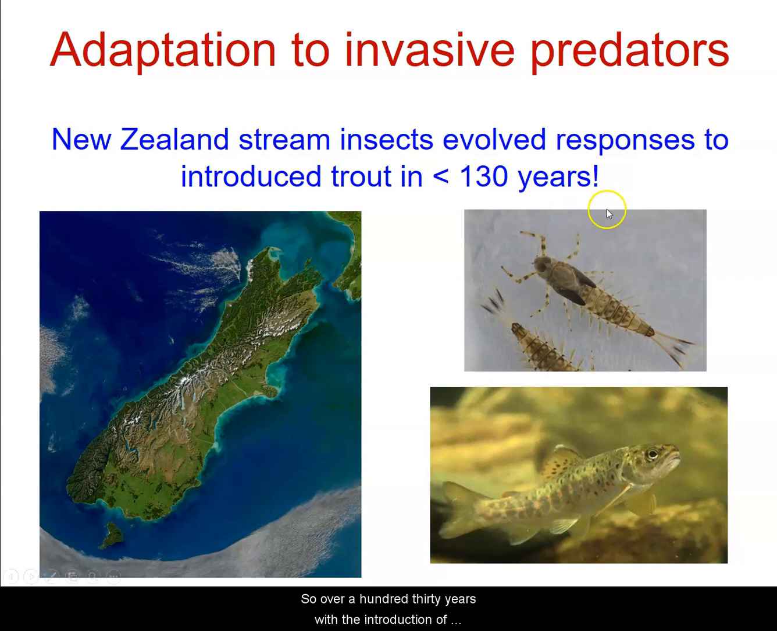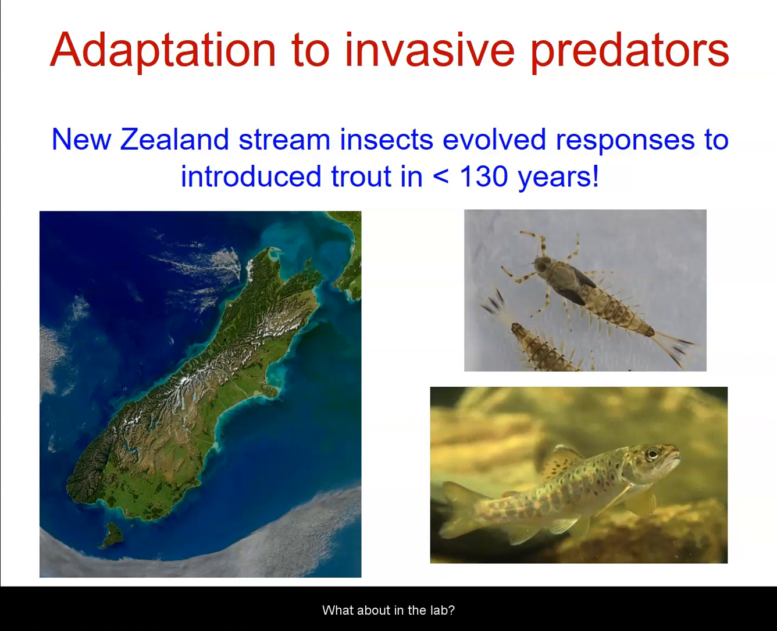So over 130 years, with the introduction of a non-native predator, a lot of stream insects changed their behavior. And behavior has a lot to do with survival and reproduction. If you can hide and you can be shy, you're all that's left. You're all that's left to survive, and you're all that's left to reproduce. So those are a couple of examples from what we can see in the field.